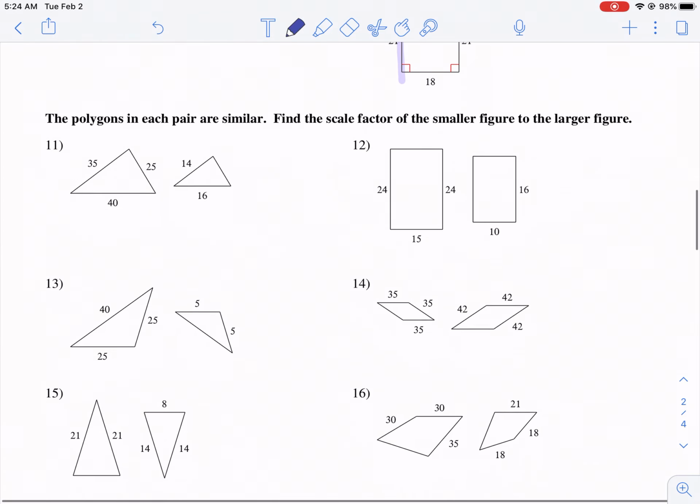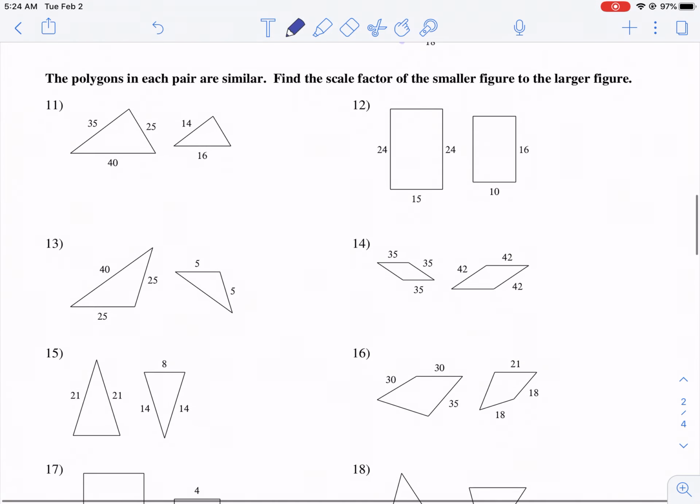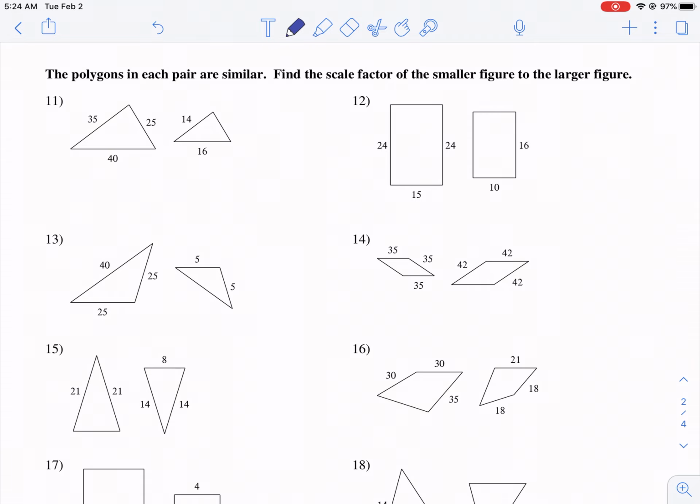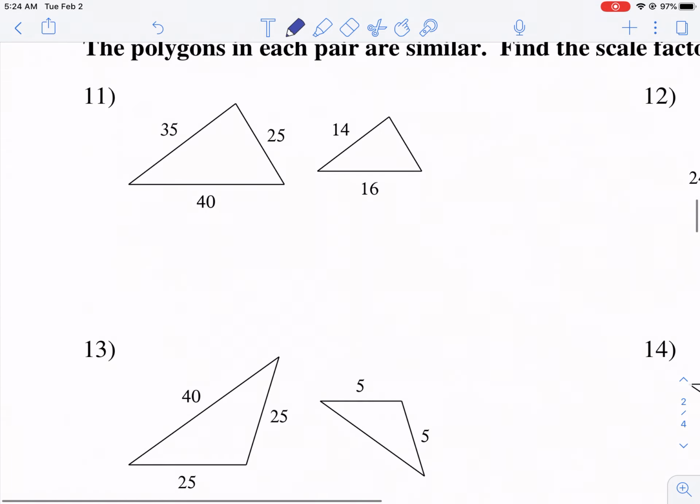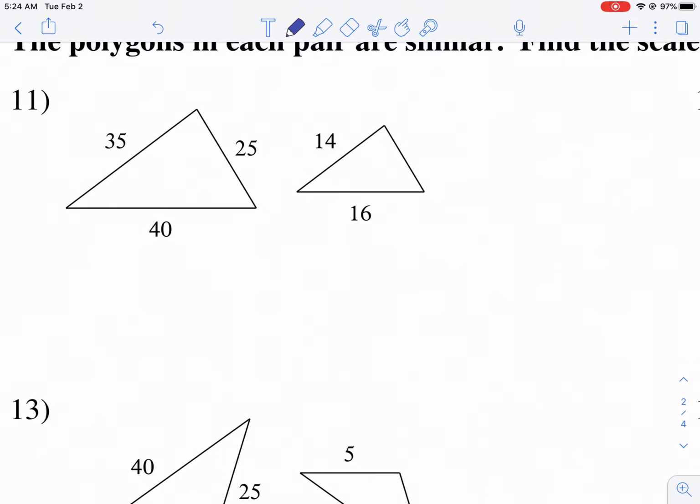Okay, so now we're on to the second part. This is equally important. State the scale factor of each one of these. So we have here that they are similar. So we know that these two triangles are similar. That's our little symbol for similar right here. So now we just need to say, what's our scale factor?